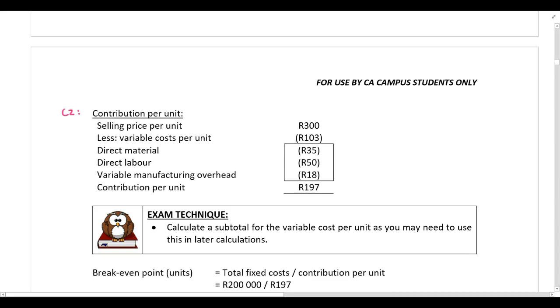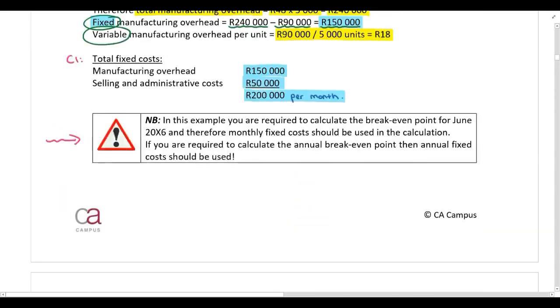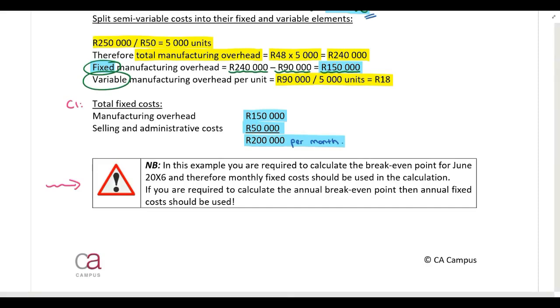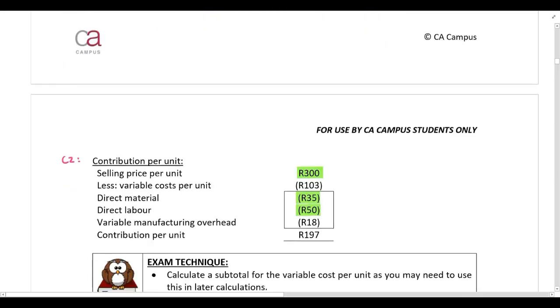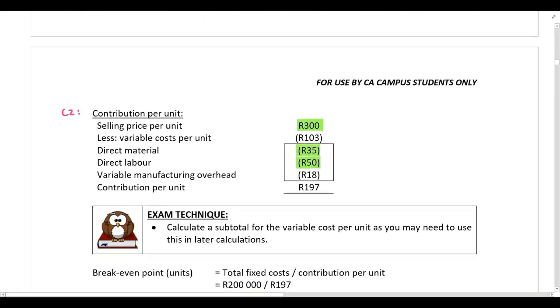So we calculate the contribution per unit by taking the selling price per unit and deducting our variable cost per unit. So the selling price per unit was given in the question. For the variable costs, direct material and direct labor were both also given in the question. For the variable manufacturing overhead, we calculated the cost per unit just above. It's 18 Rand, so you can include that in your calculation.